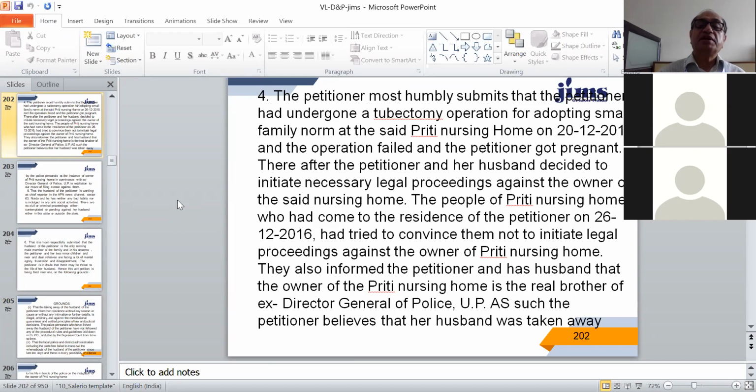Para 4. The petitioner most humbly submits that the petitioner had undergone a tubectomy operation for adopting small family norms at Preeti Nursing Home on 20th December, and the operation failed, and the petitioner got pregnant. Thereafter, the petitioner and her husband decided to initiate legal proceedings against the owner of the said nursing home. The people of Preeti Nursing Home who had come to the residence of the petitioner tried to convince them not to file the legal proceedings against the owner of Preeti Nursing Home.